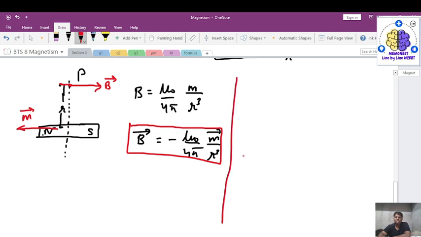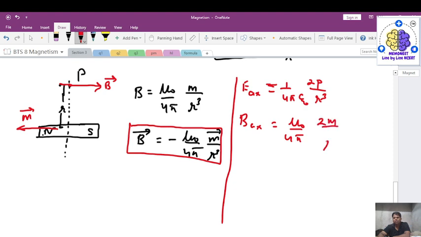So what we saw is that for E axial, we had 1 by 4 pi epsilon naught, 2p upon r cube. Then for B at axis, we had mu naught upon 4 pi, 2m upon r cube. So if we see this, it will be easy for us to remember, right?